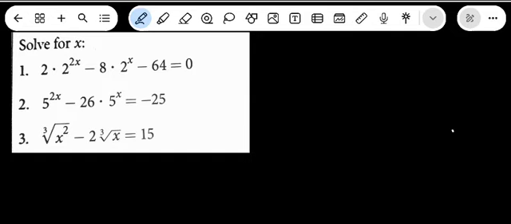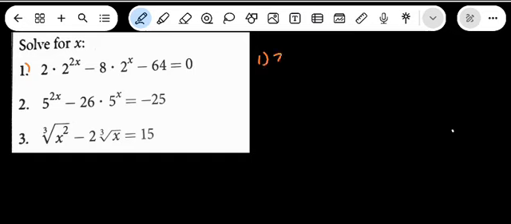In this video, we'll learn how to solve for x using k substitution, whereby it's a k method. We'll solve these exponential equations. So we've been given an exponential equation, number one.